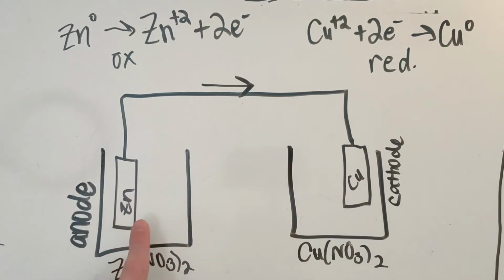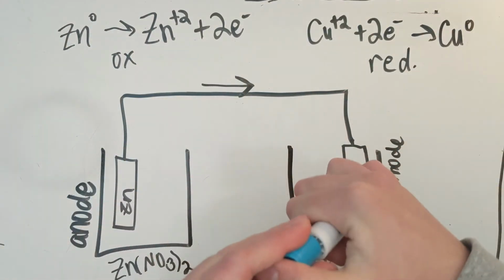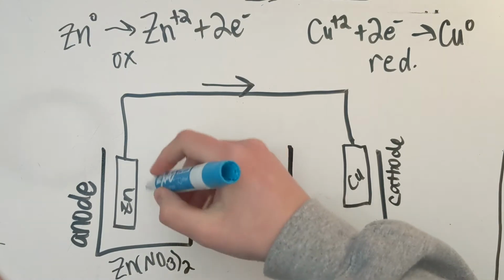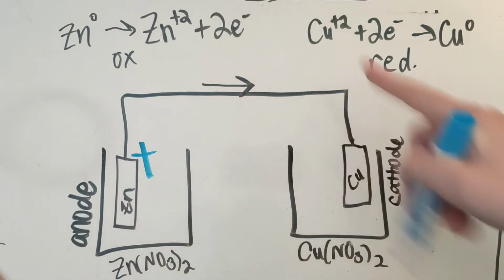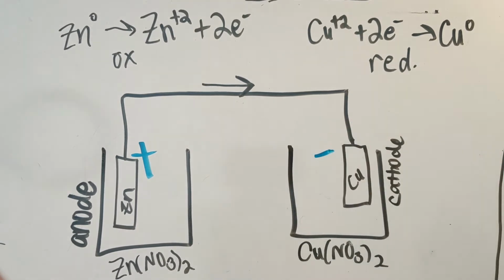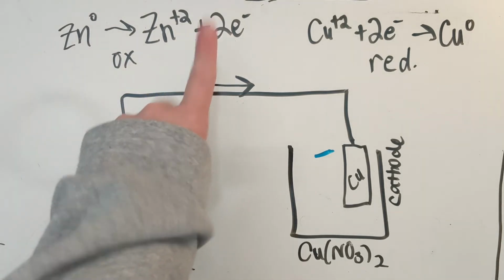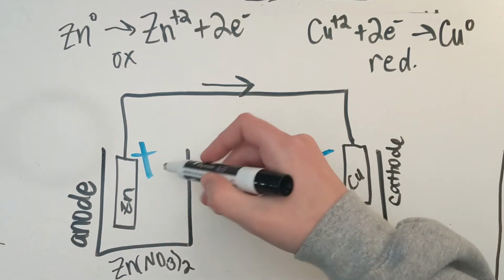Now, as the zinc is giving away electrons, the zinc overall is going to become positive. And as the copper is gaining electrons, it is going to overall become negative. Now, when this happens, the zinc is no longer able to get rid of electrons because these electrons are attracted to this positive charge. So, there is a solution to this. The solution is a salt bridge.